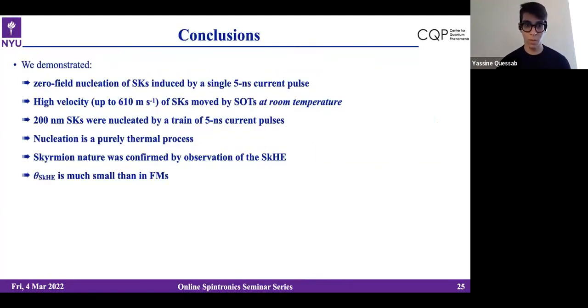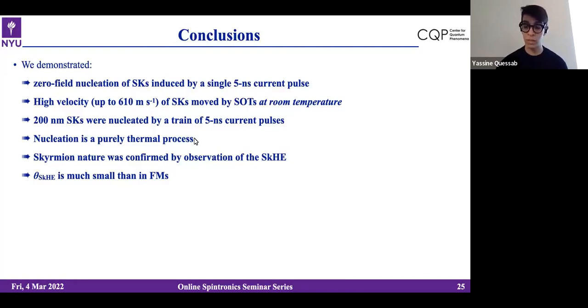So to conclude, we demonstrated zero field nucleation of skyrmions induced by a single 5 nanosecond current pulse. We showed that the skyrmions in our films have a very large mobility with a velocity of up to 610 meters per second at room temperature. We showed that the skyrmion motion is induced indeed by spin orbit torques. We were also able to nucleate 200 nanometer skyrmions by a train of 5 nanosecond current pulses. We showed evidence that the nucleation is a purely thermal process.